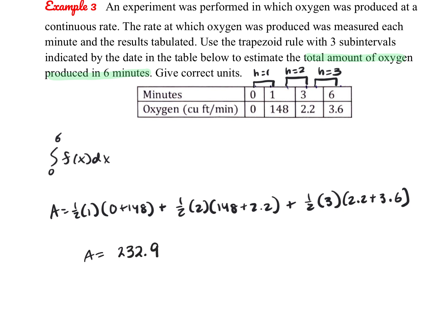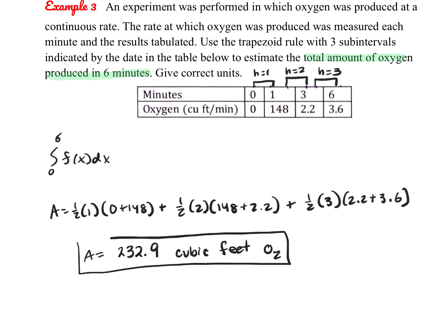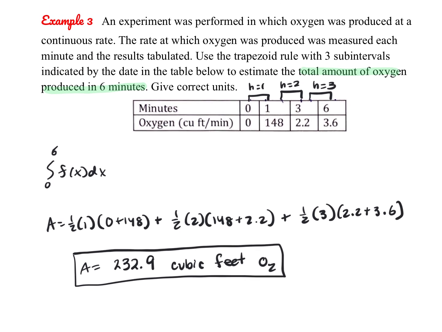232.9, and then this is just going to be cubic feet. That's the total amount of oxygen produced, so cubic feet of O2 if we want to add. And there you go. So this is just a good reminder that, again, if you have a function that represents the rate of something, the integral would be the amount or the distance. So be careful with your units as well.